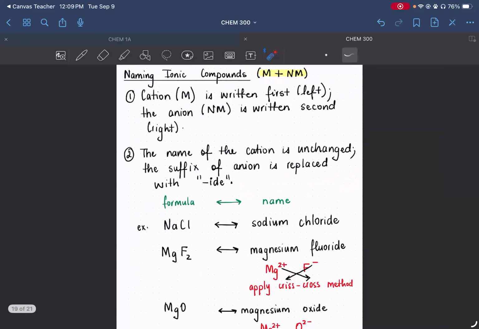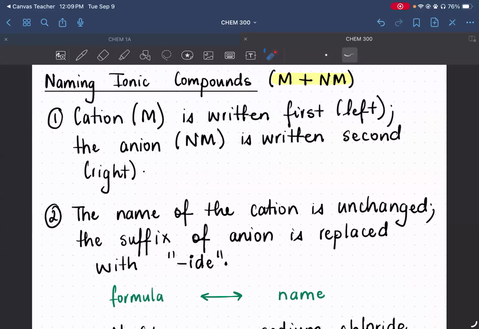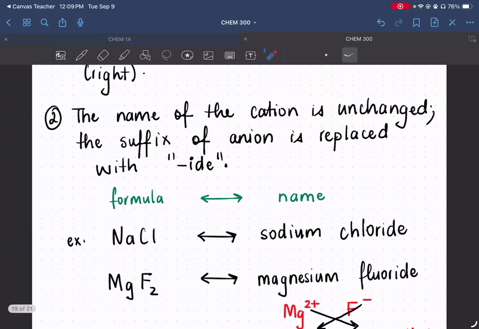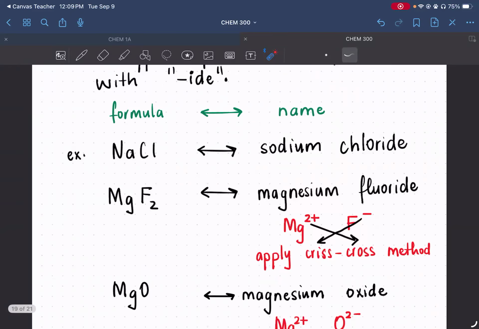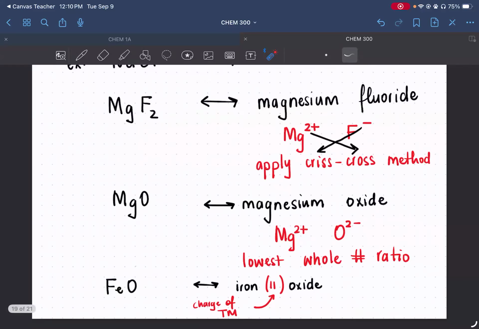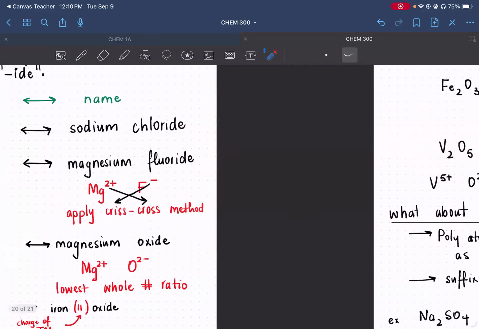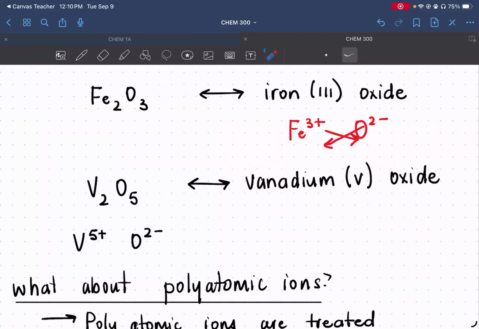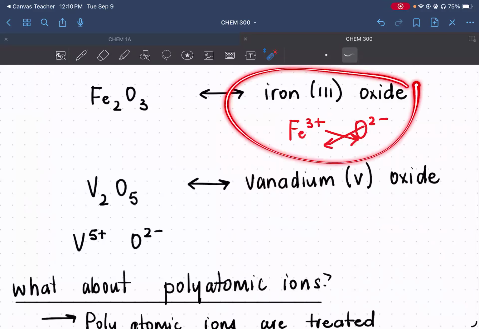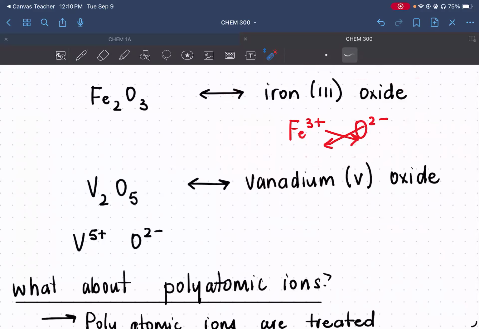Okay, so that's ionic. 2 very simple rules. Cation is written first, anion written second, and the suffix of the anion is replaced with "ide." The naming convention is fairly straightforward. Left is the positive, right is the anion, the negative. Occasionally, you might have to deal with a transition metal, in which case you would have to include the charge of the transition metal in the name. This takes the form of Roman numerals. You may also be asked sometime to convert from formula to name, such as here, iron oxide. And there should be enough information within the name to help you out.